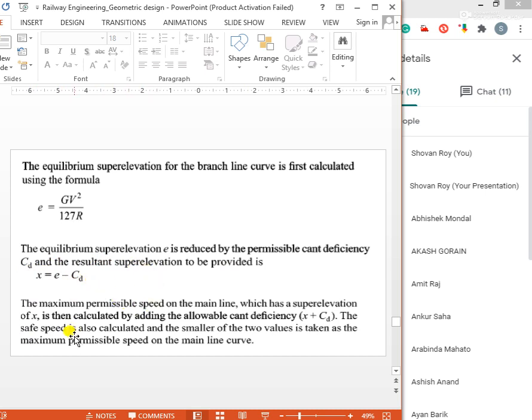What is cant deficiency? When your train is running at high speed, but you have provided less super elevation than is required for the actual speed. This is called the cant deficiency.